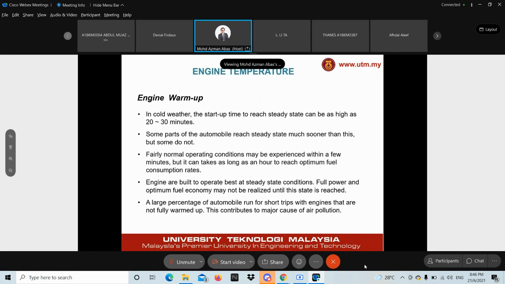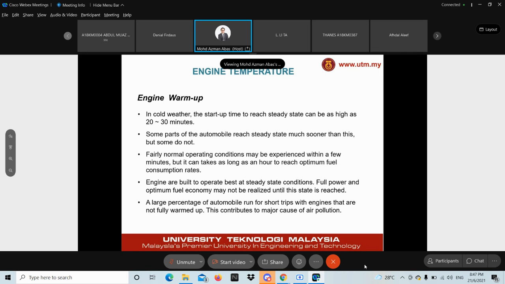In cool weather, the startup time to reach steady state can be as high as 20 to 30 minutes. Okay, if you wait during idling, if you just imagine you start your engine in the morning, for you to get the engine components to reach their normal temperature, it will take between 20 to 30 minutes. Some parts of the automobile reach steady state much sooner than this, but some do not. But in the case of 20 to 30 minutes, this is when usually all the components have reached a normal temperature if you are idling, but I don't think most of us can wait 20 to 30 minutes in the morning just to do nothing.